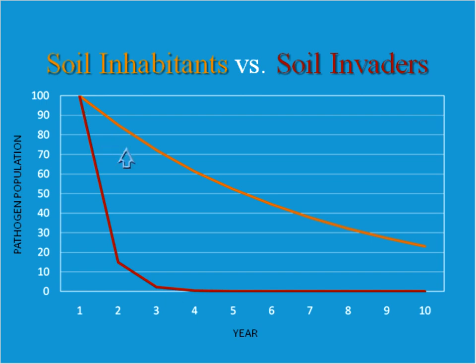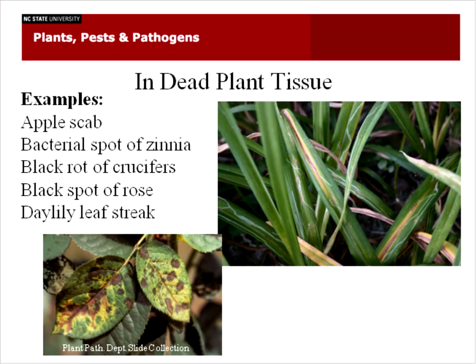The soil inhabitants, on the other hand, are those that, because of their resistance structures or their ability to live off of dead organic matter or their wide host range, hang around in the soil for a longer period of time, and rotation is going to be less effective or ineffective against soil-inhabiting pathogens. But the soil invaders are often associated with dead plant tissue, so once that tissue has decayed, the population is dead and you don't have to worry about new infections.